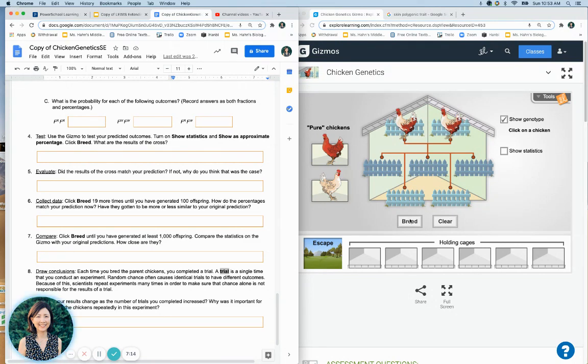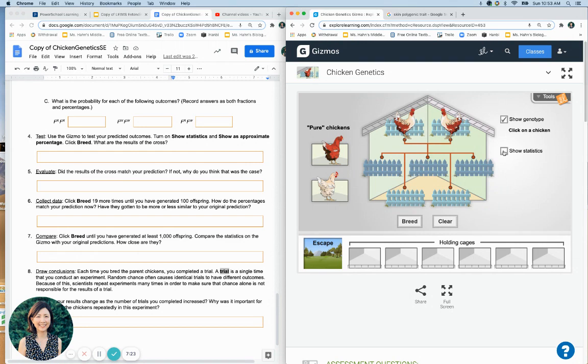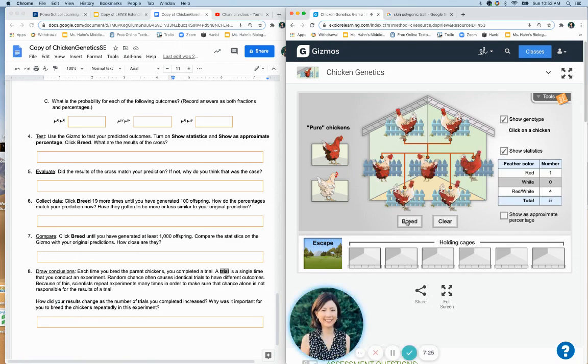And you're going to breed them till you get 100. So we'll show our statistics. And we'll go ahead and breed. Okay. And we got 1 red and 4 red and white. Okay, so that's our results of the cross. And the question is, did it match our prediction? Okay, and now we're going to breed it until a total of 100.